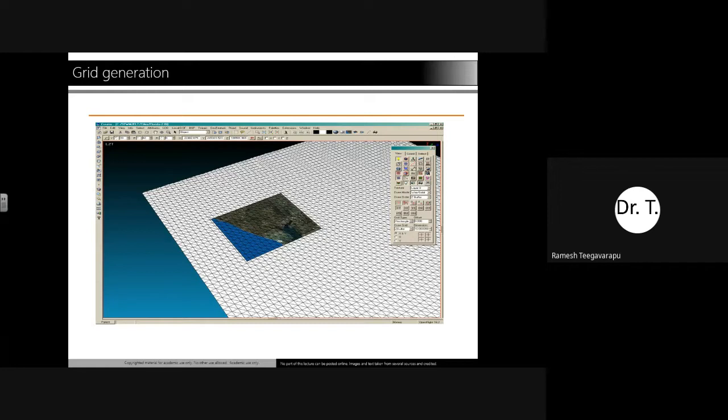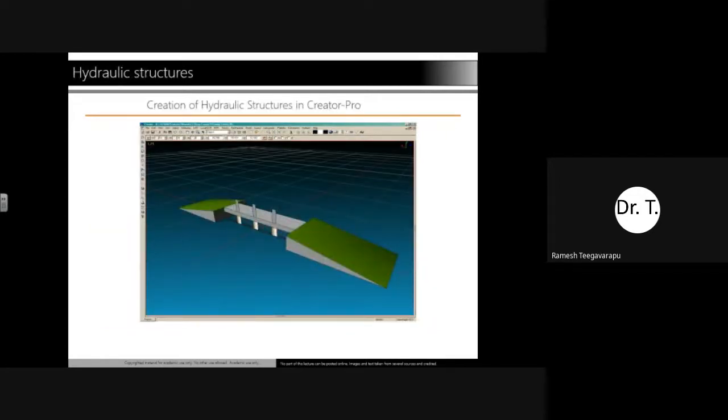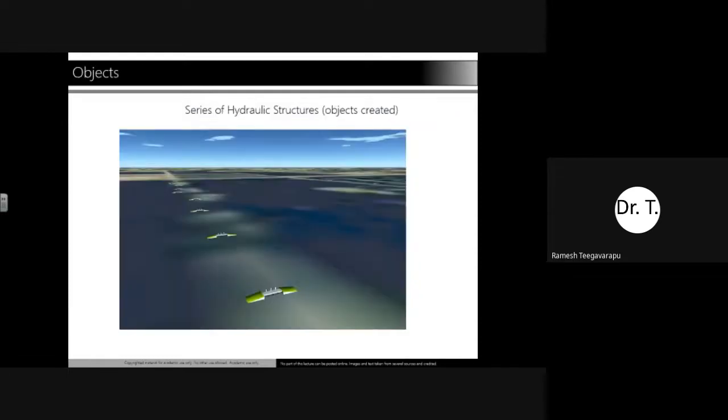So first, generation of the mesh required for us to evaluate a particular grid level in that digital elevation model. These are the hydraulic structures with the gates we created. We put them across the channels wherever they exist.